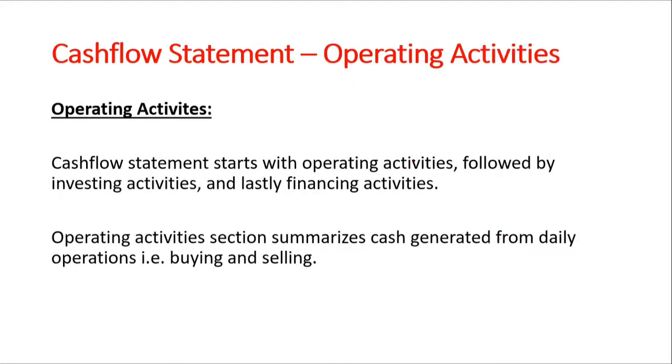So let's look at what each of these activities actually mean. The operating activities section, which is the first section, summarizes the cash generated from daily operations, that is buying and selling. In general, a business is always selling something and buying something. If it's a trading business, you would have an inventory. Let's say a company purchases inventory on credit and sells goods on credit. So there's a constant buying and selling activity going on that would be considered a part of daily operations, and therefore cash flow from such activities would be considered as cash flow from operating activities.